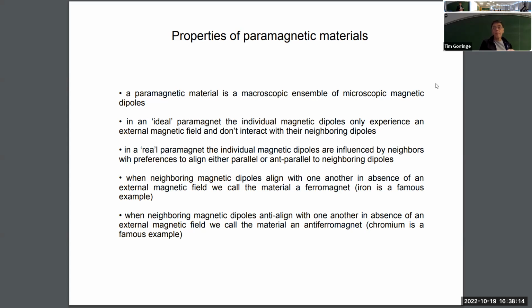In a real paramagnetic material, of course, not only do the individual magnetic dipoles experience the influence of an external magnetic field, but they also talk to one another. They interact with one another. So a real paramagnetic material has interactions between neighboring magnetic dipoles.